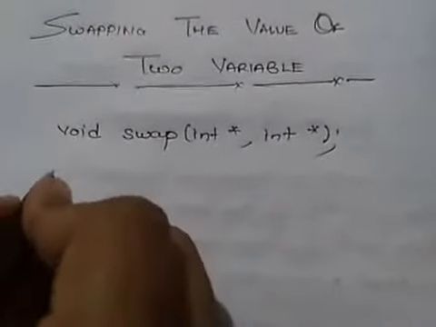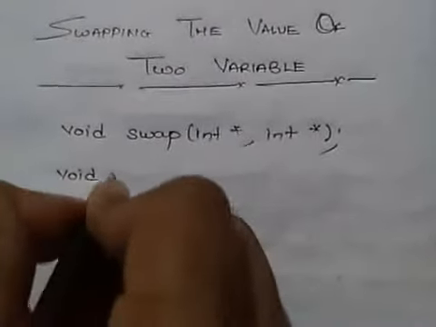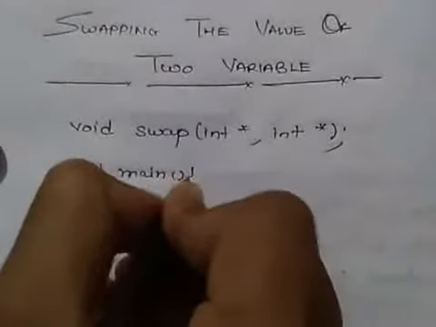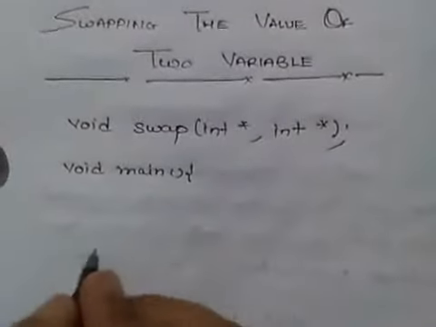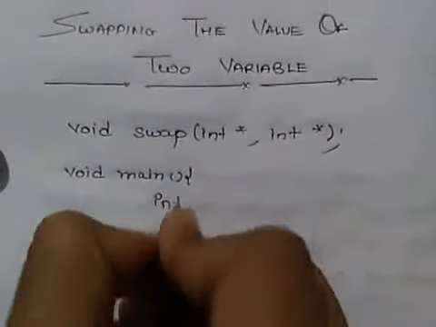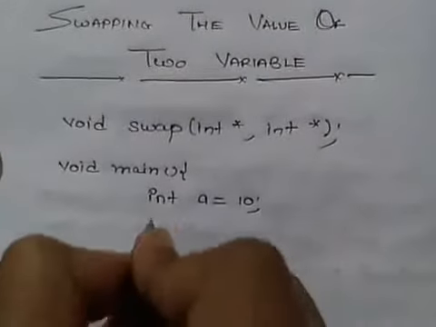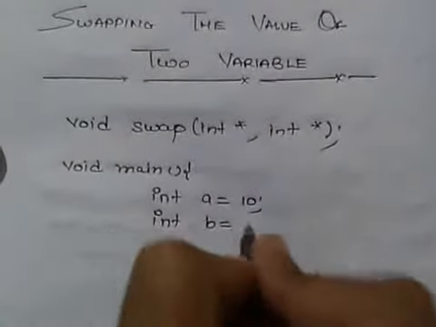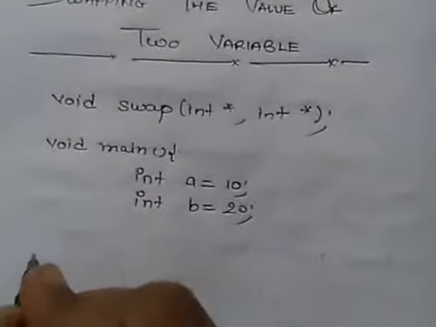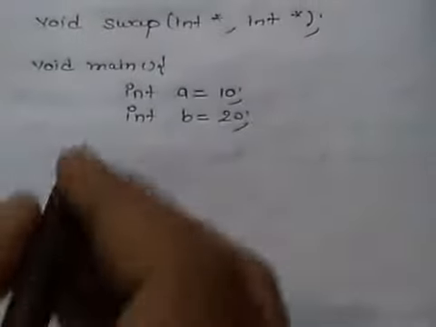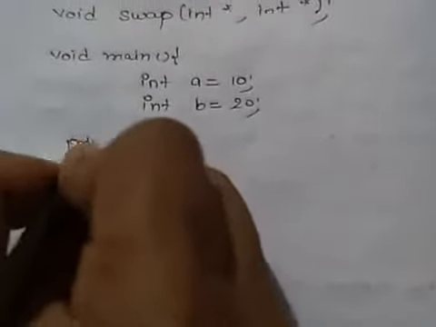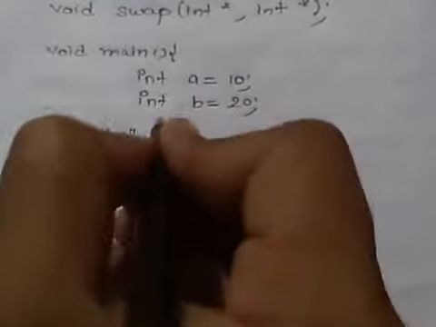Now create a main function. In this main function, take two variables. First is integer a equal to 10, then integer b equal to 20. So we need to swap the values of these two variables. Now give the print statement, printing the value of the variables before swapping.